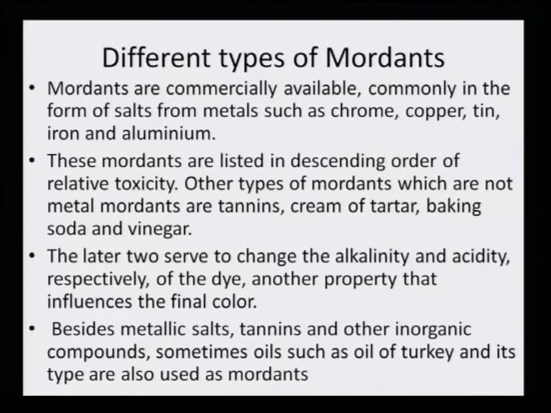Mordants are commercially available commonly in the form of salts of metals such as chrome, copper, tin, iron and aluminum. These are the common 5 mordants that are used with natural dyes. These mordants are listed in descending order of relative toxicity. Other types of mordants which are not metal mordants, like tannins, cream of tartar, baking soda, vinegar, are also used as pre-treatments. The latter two serve to change the alkalinity and acidity respectively of the dye. Another property that influences the final color.